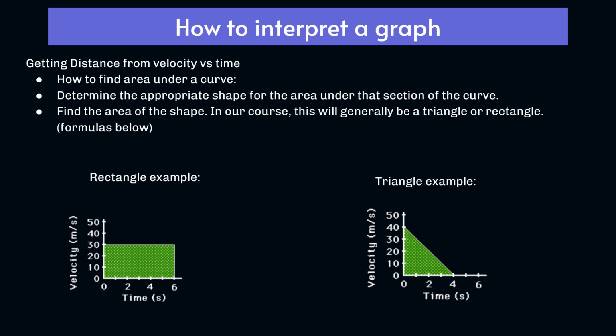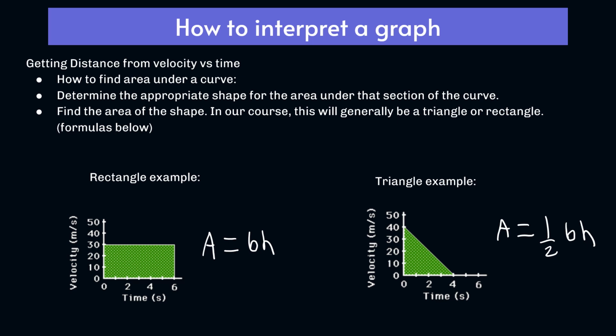We have both a rectangle example and a triangle example here. Obviously, for a rectangle, if you did happen to forget this, the area under the curve is going to be A equals base times height. Whereas for a triangle, the area is going to equal 1/2 base times height. And again, this is going to give you some units that are akin to a physical quantity. In this situation, I have velocity times time.